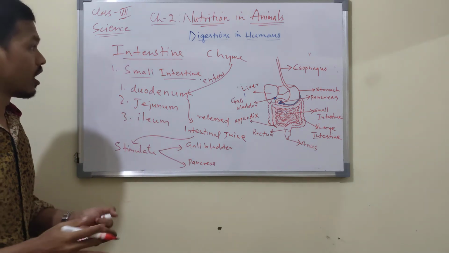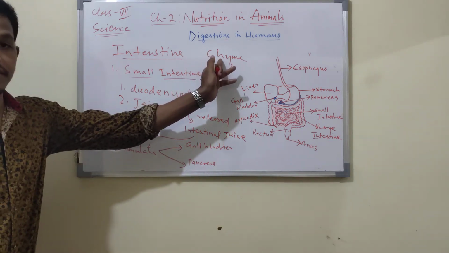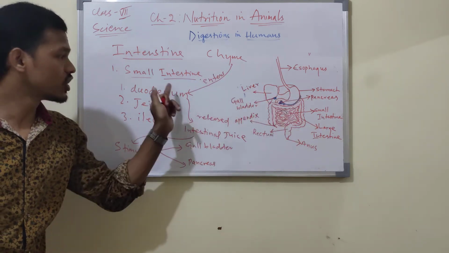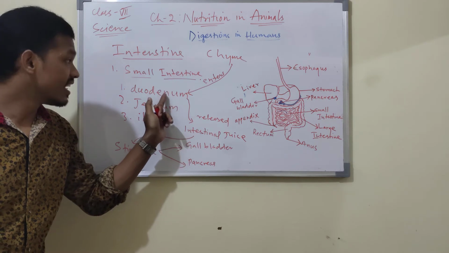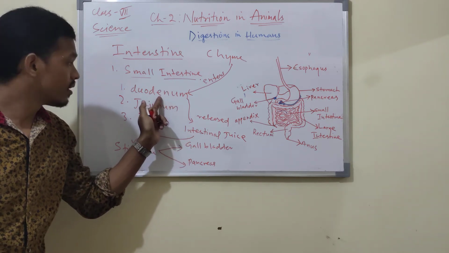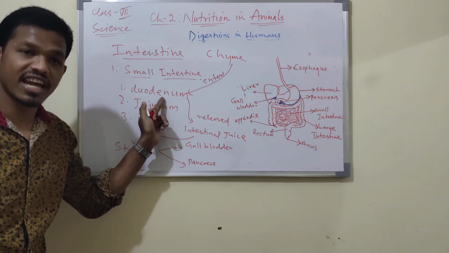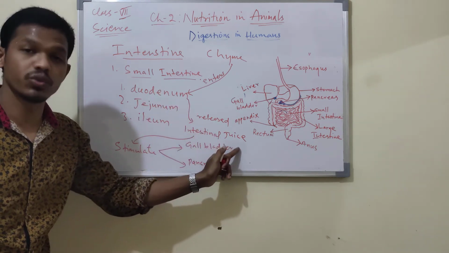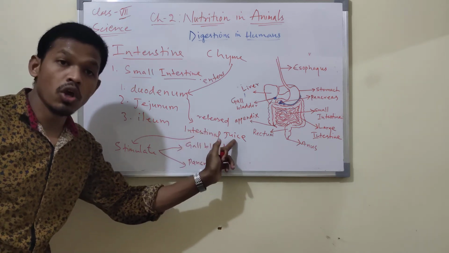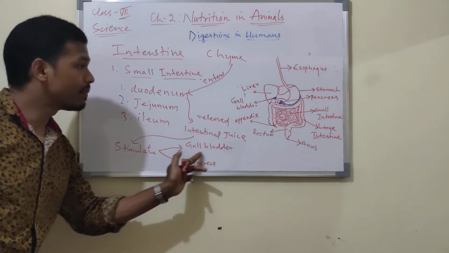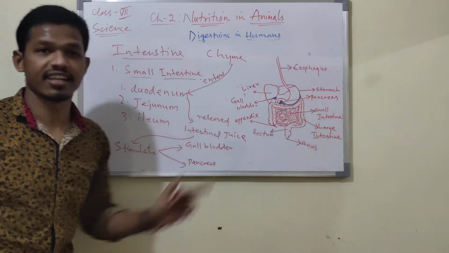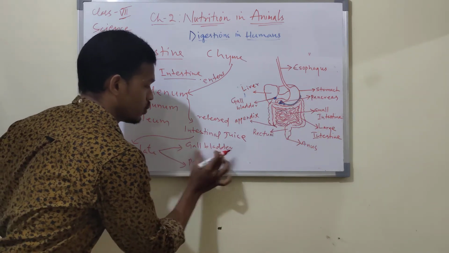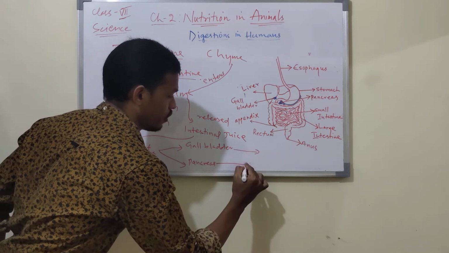Got it now? Once again, when chyme, that is liquid state, leaves the stomach and enters the small intestine, when it reaches the duodenum, it will release what? Intestinal juice. This intestinal juice will stimulate the gallbladder and pancreas to produce what?